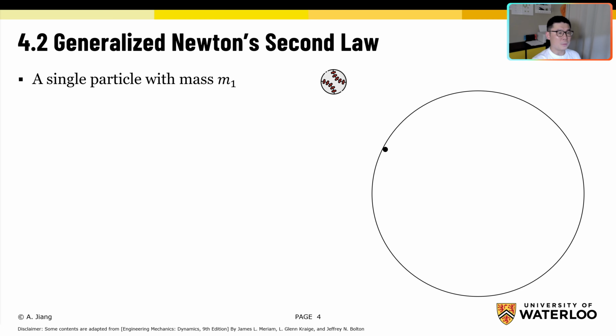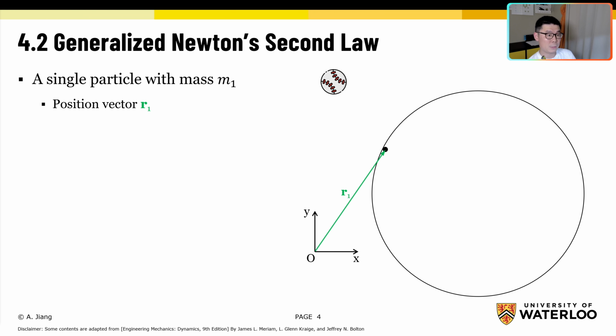Let's look at this baseball closely. We will zoom in to look at a single particle, or a single atom, on this baseball. This is not a simplification. We are essentially looking at a single particle. We can set up an xy coordinate system and use vector r1 to represent the position of this particle relative to this origin O, the xy system we set up.